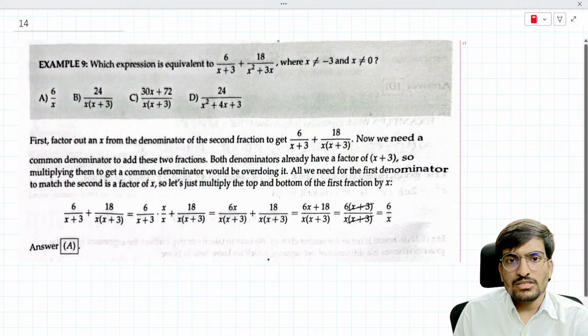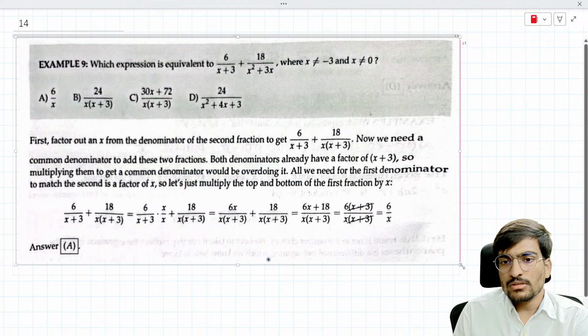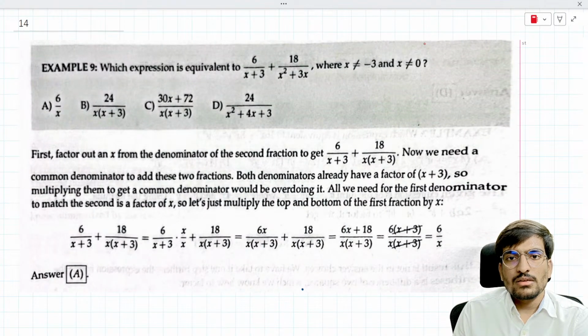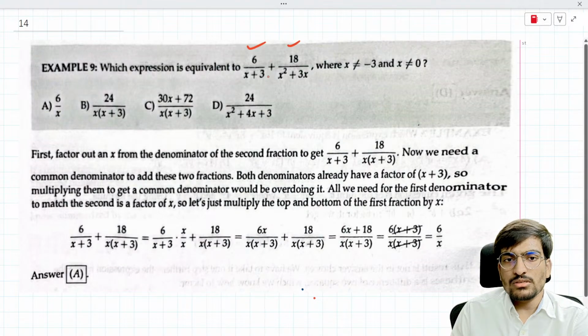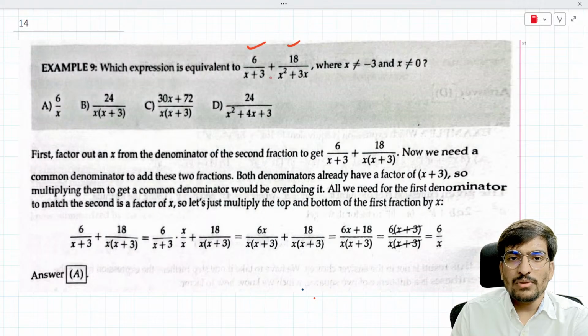Okay, let's do it a bit quick and stop within 3 to 4 minutes. We have 3 more. Let's solve them. So you see which expression is equivalent to this. So what we do, we just cross multiply, and be careful.